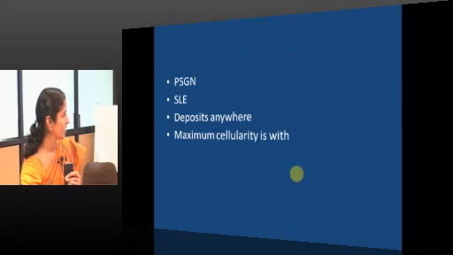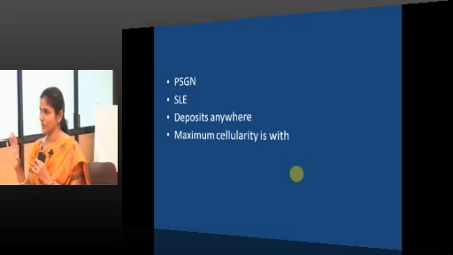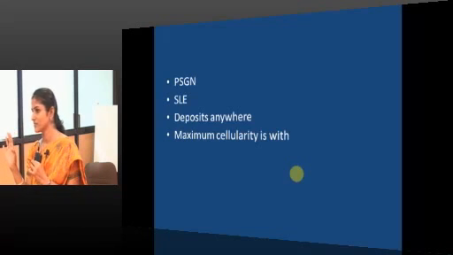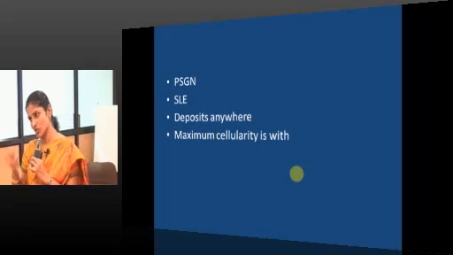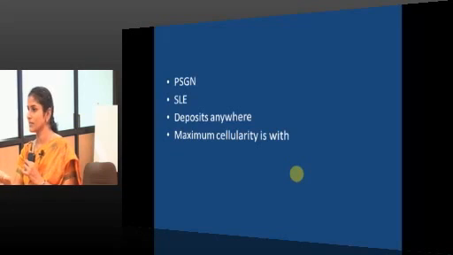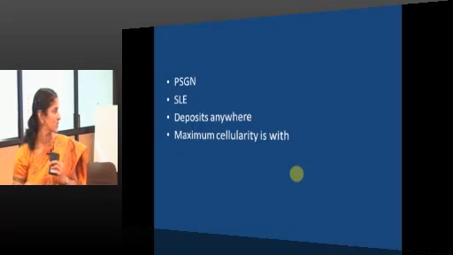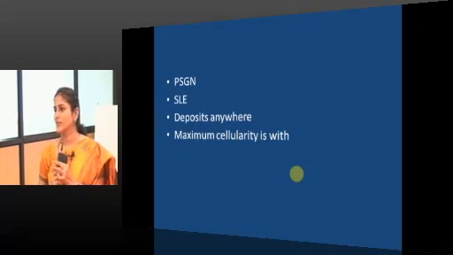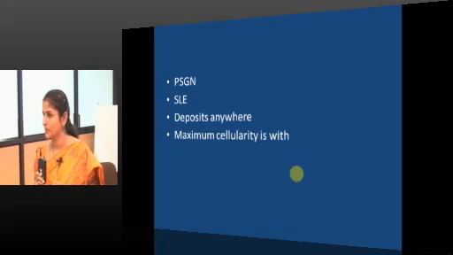Right. So, PSG and SLE, where do you have SLE deposits commonly? Subendothelial. Where do you have deposits in PSG and Goodpasture syndrome? Membranous. So, in PSG and SLE you can have deposits apart from this preferred location. Most of the time when you look at a kidney biopsy for immunofluorescence, you can find deposits in other locations too, more in the subepithelial zones, but also in the other zones. And maximum cellularity is seen with the prototypical example of hypercellular glomeruli, acute proliferative glomerulonephritis or post-streptococcal glomerulonephritis.